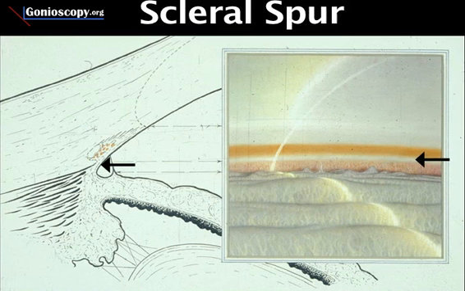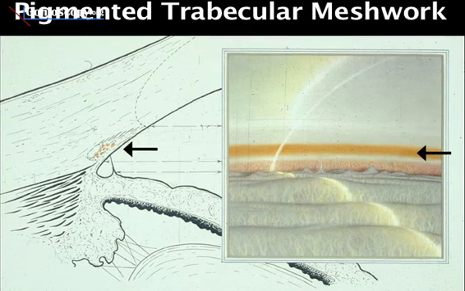In this patient, the scleral spur is seen easily as a bright white line because of the pigmentation in the trabecular meshwork and the pigmentation of the ciliary body, but it's not always so easy to see.